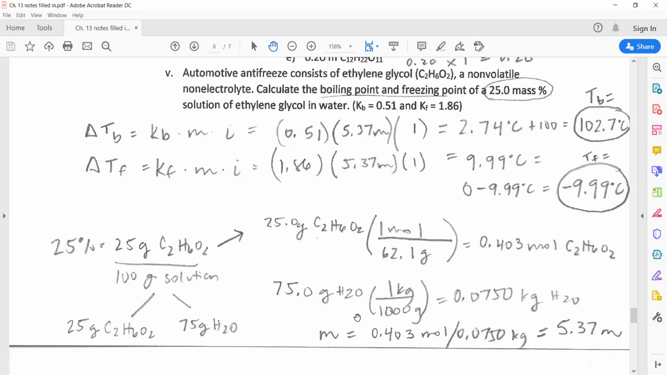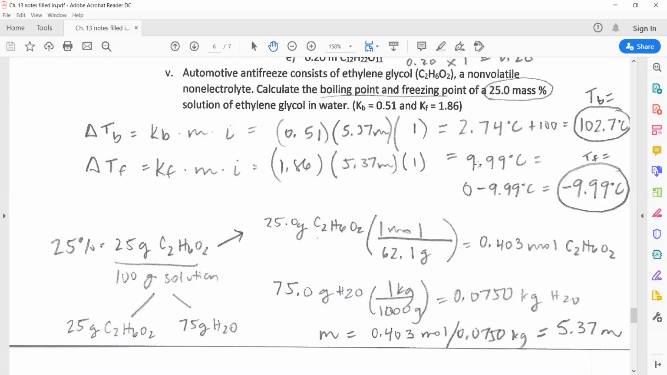And then remember molality, which is what I'm trying to get right now, is moles per kilogram of solvent. So here's my moles that I just found. There's 75 grams of water in my scenario. So I change that to kilograms and put it on the bottom. So moles of solute over kilograms of solvent. I divide that out to get my molality. My molality then gets plugged in here into both equations, and I come up with a change in boiling point and a change in freezing point.